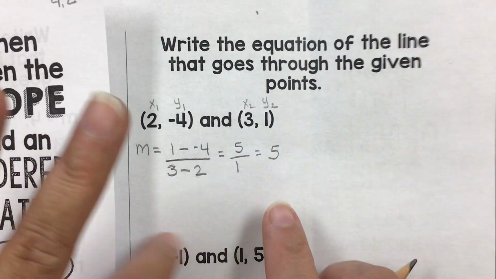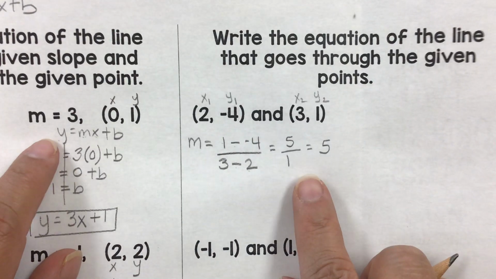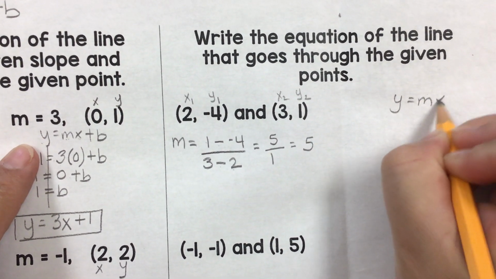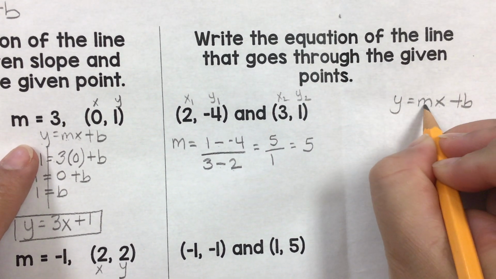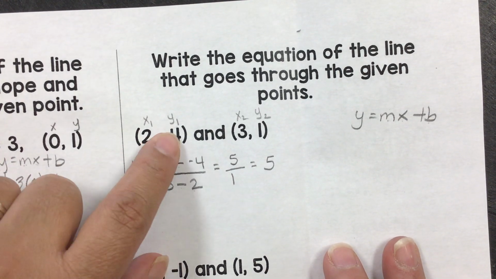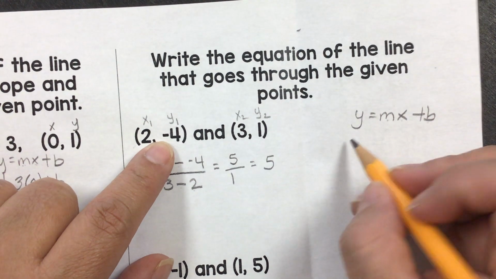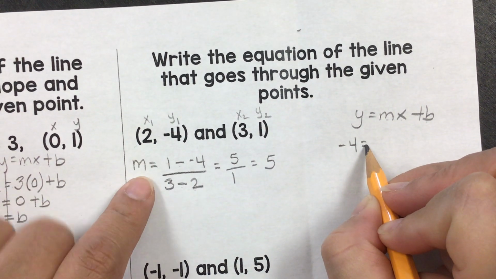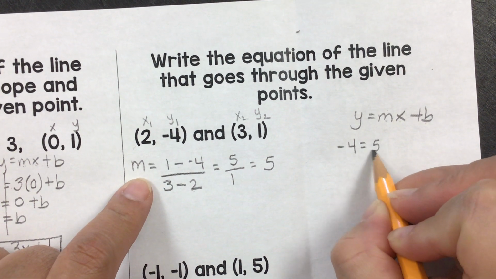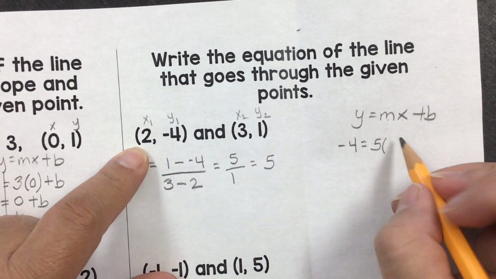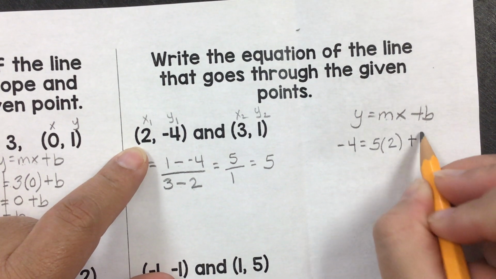Now that we have slope, we have the same thing we have going on this side. So we need to write it in y is equal to mx plus b, which is slope-intercept form. Like I told you, I'm going to use the first one. So this is my first y, -4, is equal to the m that we solved for, 5, times our x value, our first one, which is 2. And then we're going to write plus b.